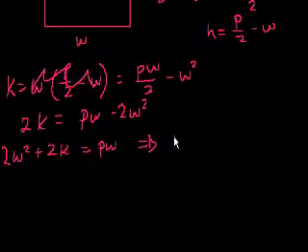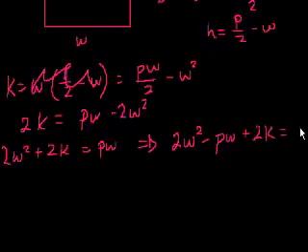Subtract pw from both sides, you get 2w squared minus pw plus 2k is equal to 0. And that is choice E, right? 2w squared minus pw plus 2k. That is choice E.